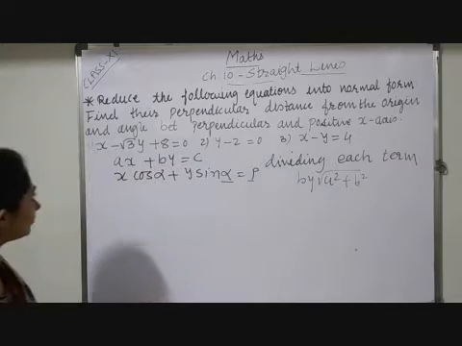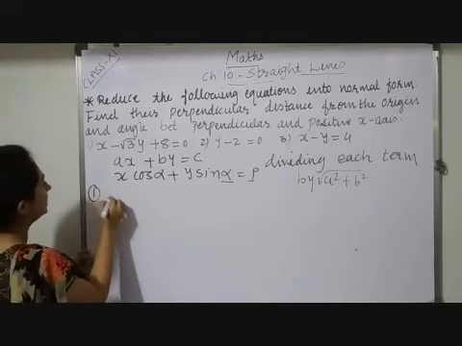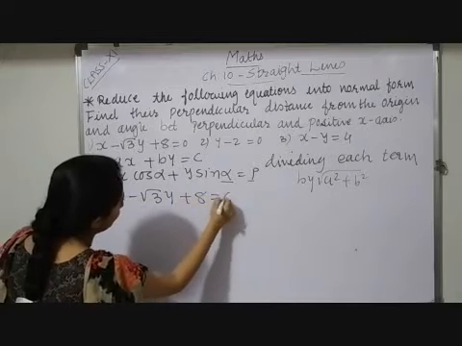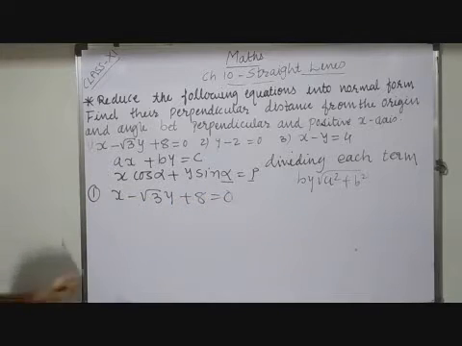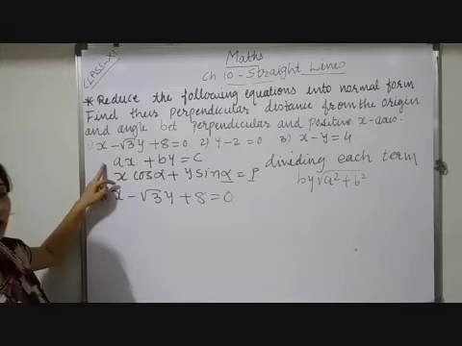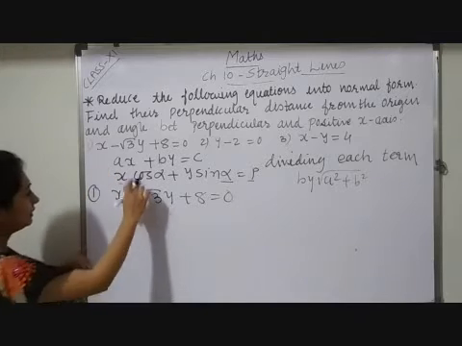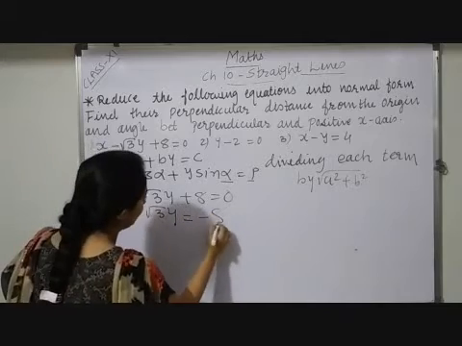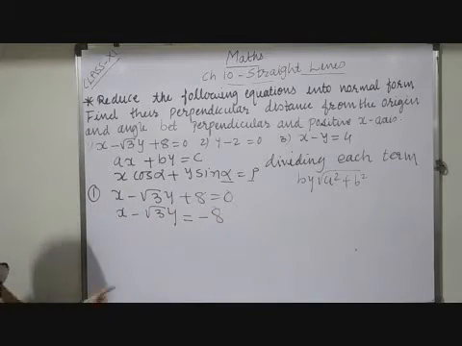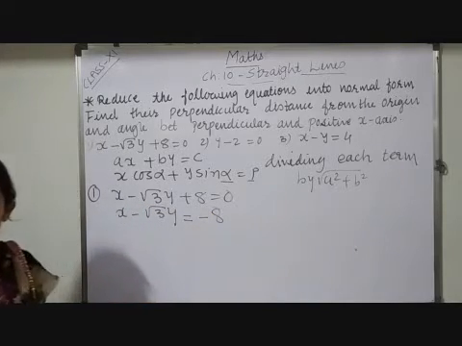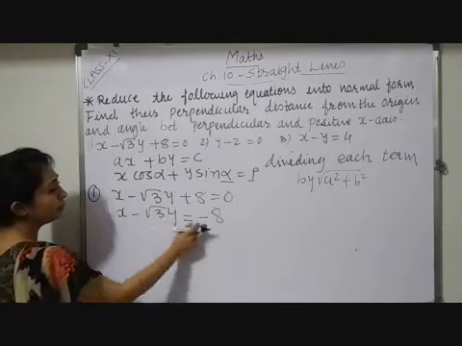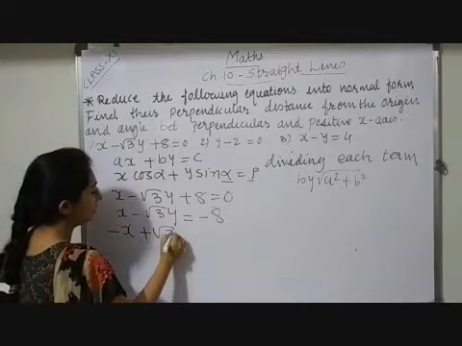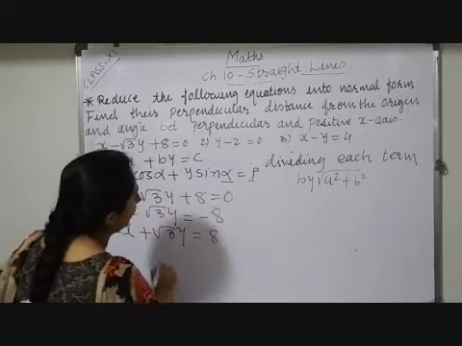So here, my first question is x minus root 3y plus 8 equals 0. First of all, I have to convert this into general form. So my general form is x minus root 3y equals minus 8. But this minus sign will create confusion, so what I will do is multiply both sides by minus. So here I will get minus x plus root 3y equals 8.